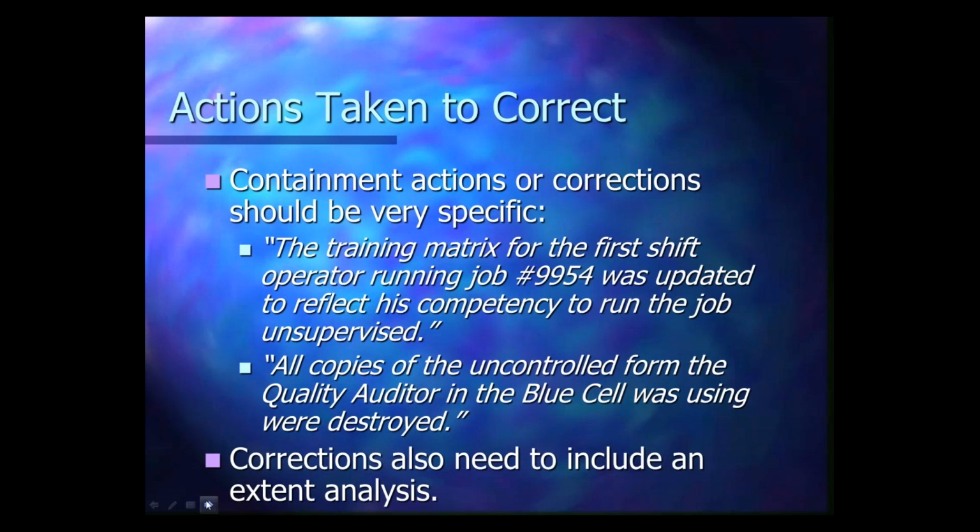Sure, we fixed the training matrix for the first shift operator running job 9954. In your extent analysis, you need to tell me if there are other training matrices that aren't updated and what you did about those. We had an uncontrolled form in the blue cell. Have you done a sweep of your plant to discover how many other uncontrolled forms there are? That is your extent analysis. That's our expectation. And you include comments about an extent analysis and the results in a well-written correction.